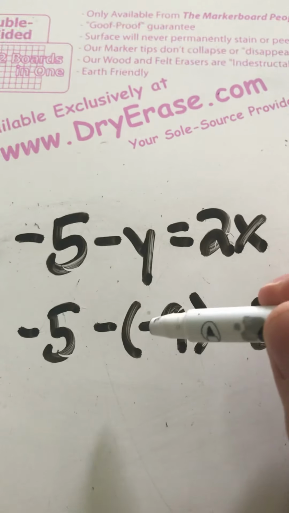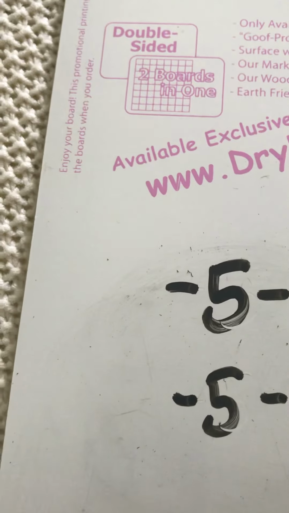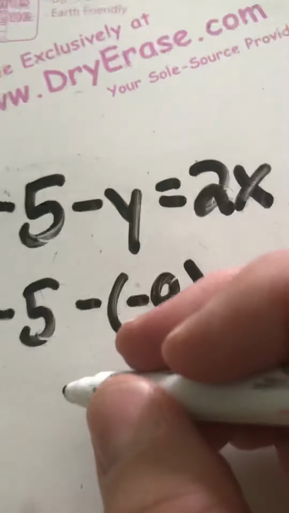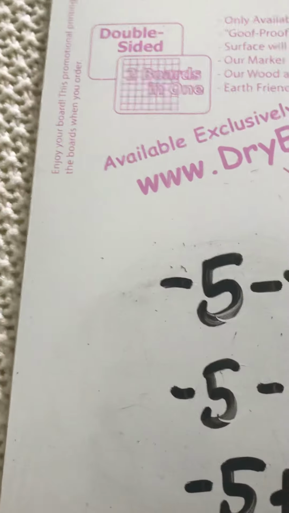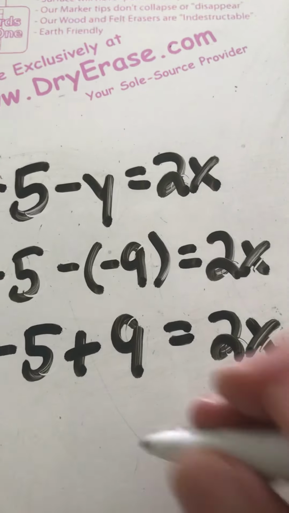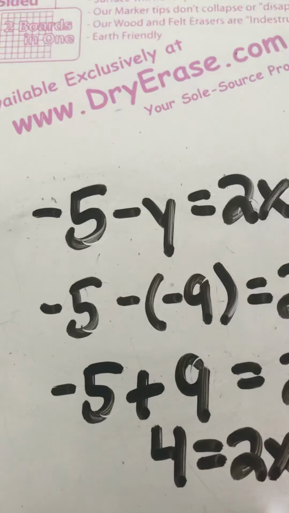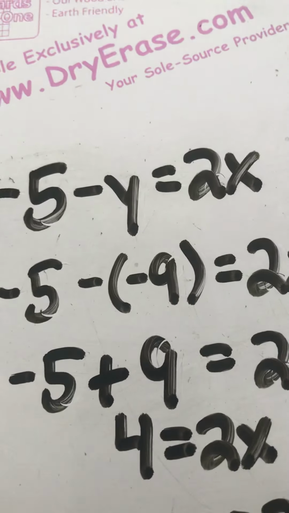Now let's remember this. A negative times a negative is positive. So that would just be negative 5 plus 9 equals 2x. Well, negative 5 plus 9 is just 4. 4 equals 2x. And our x value is 2. So the solution to that one is 2, negative 9.